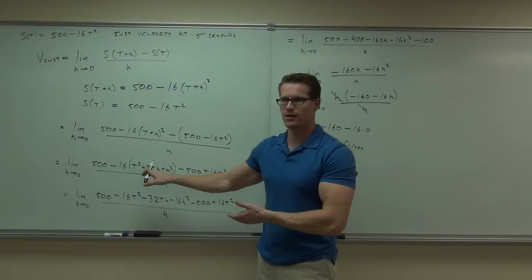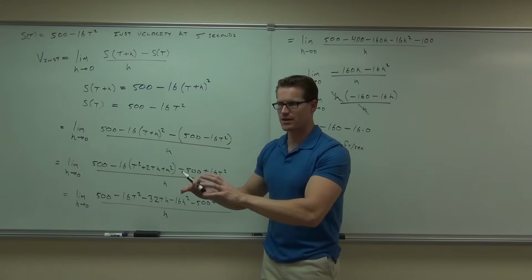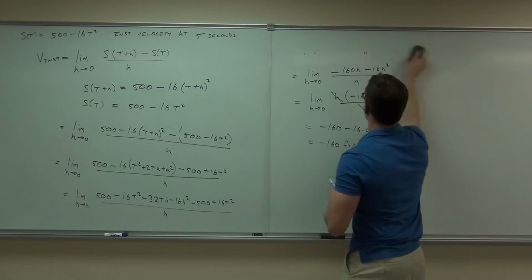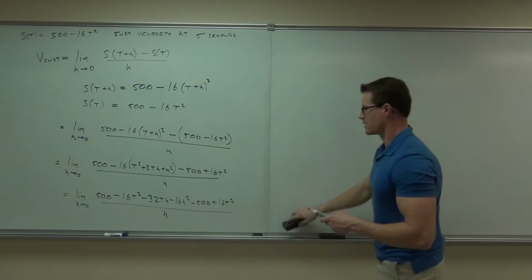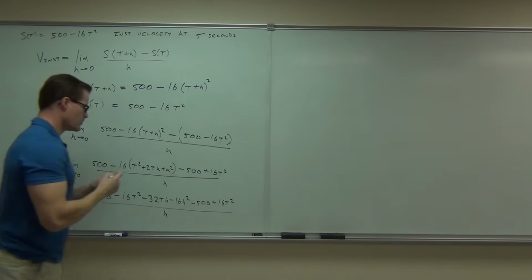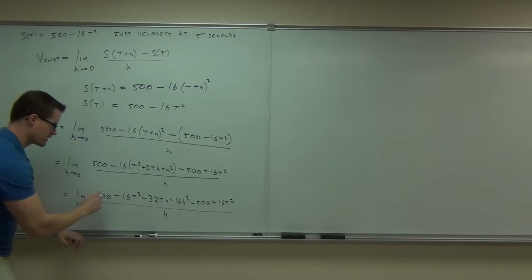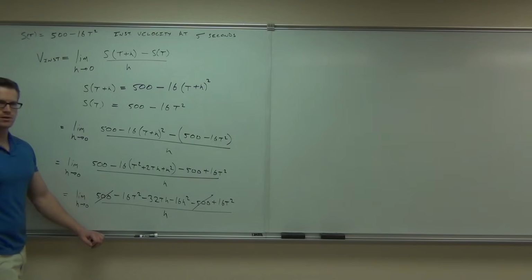Have you guys been able to follow that? Am I right on that? We're all right so far? So we distributed, got all this stuff together. What's the next thing you're going to do? What do you think? Probably combine anything you can, right? So let's look at what happens. What can you combine? What happens up here on my problem? 500s. They're even easier to see here, right? 500, negative 500. What else?